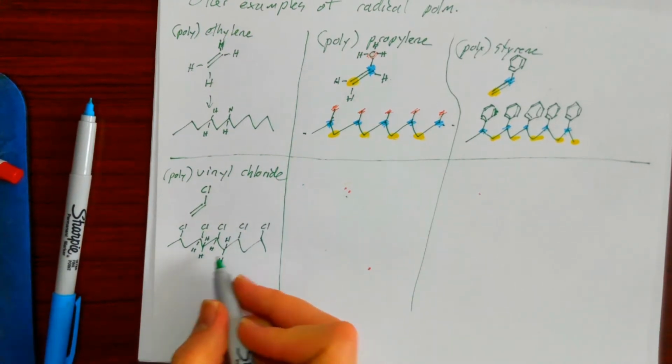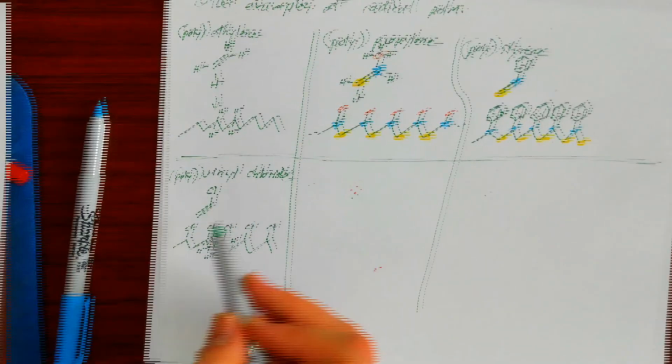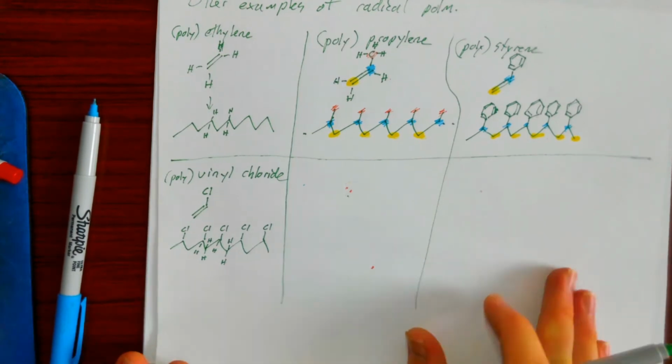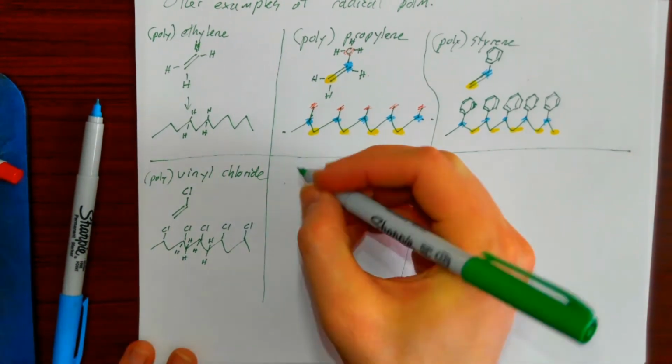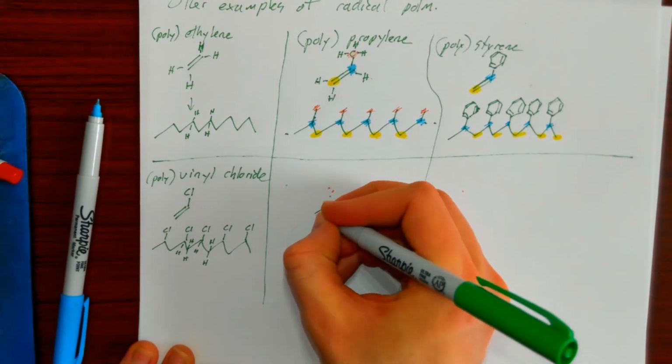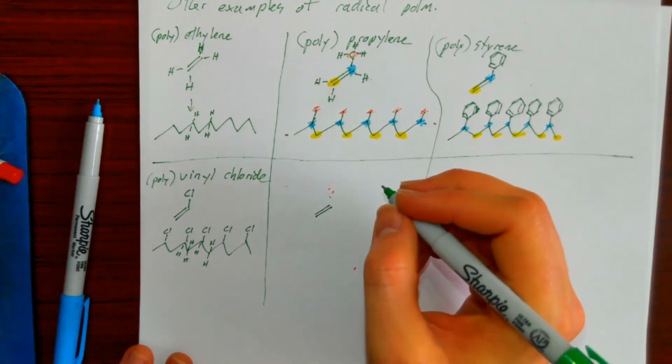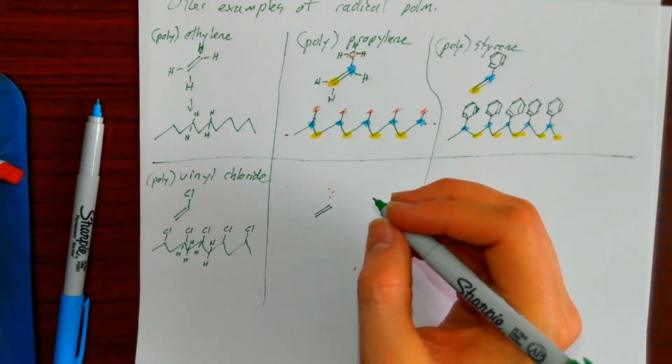But again, for clarity, I'm going to follow the organic chemistry notation to neglect these extra hydrogens that stick off. Take a moment now and sketch what you think this monomer would look like when you polymerized it.